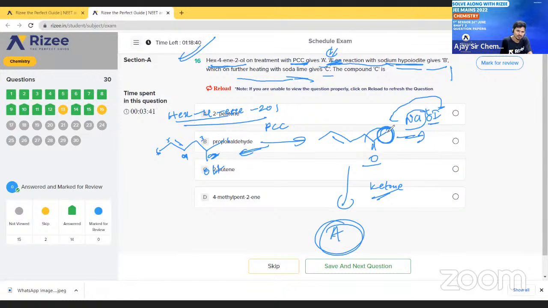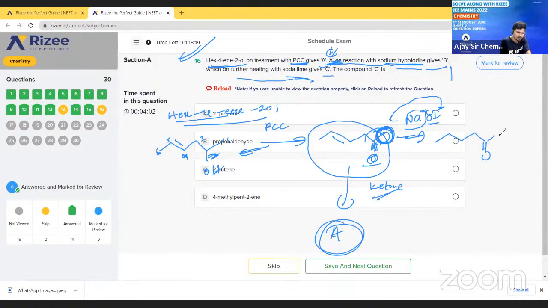Okay? So if CH3 will go from here, what will we get here? So this aldehyde is there, right? So it will form what? Salt of carboxylic acid. It will form salt of carboxylic acids.